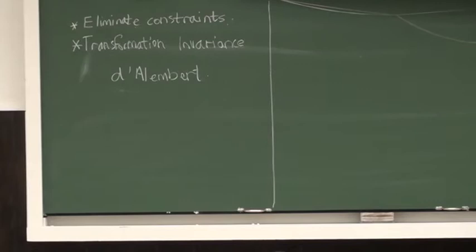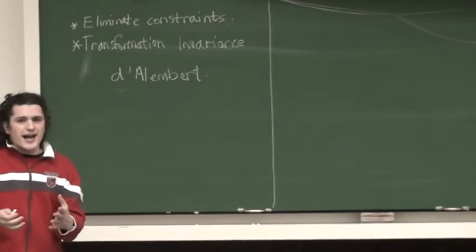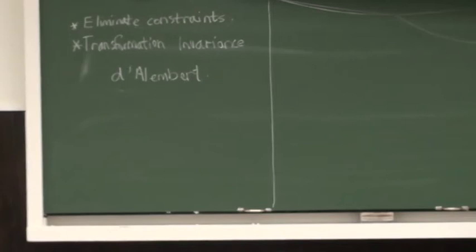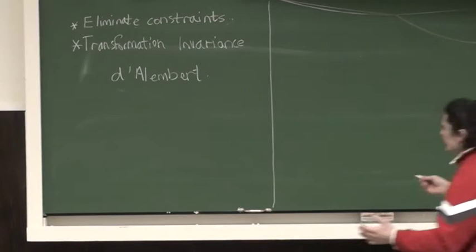Thursday, we talked about generalized coordinates. We talked about a way to reparameterize the position of an object with only a smaller number of parameters. So we talked about characterizing where an object is with fewer parameters, so-called generalized coordinates.